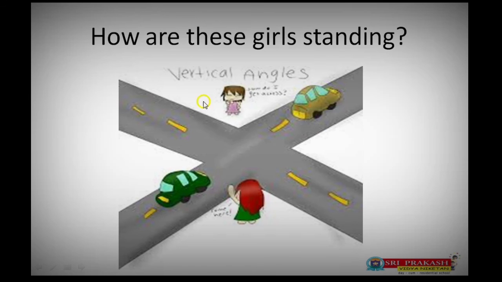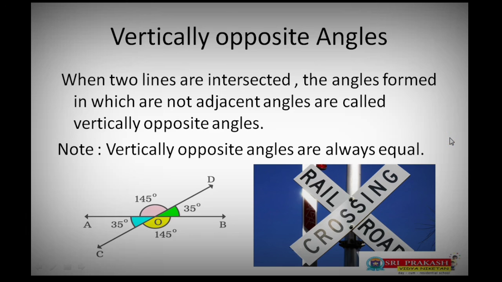And the last, observe this picture, these two girls standing in such a position. Suppose you assume that they are standing in the place of angles, then which position are they standing in? If they stand here and here, then we can call them adjacent angles. But their position is not adjacent angles. So what do you call these positions with respect to angles?